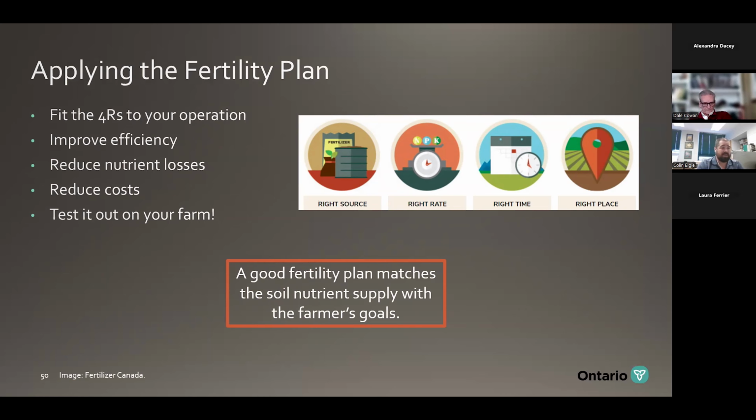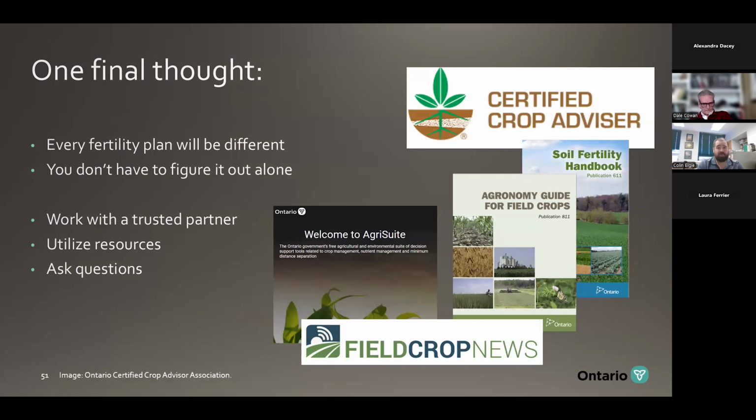And I like to say a good fertility plan matches what's in the soil, that soil nutrient supply, with the individual goals for the field. And one final thought: every fertility plan is going to be different. So what your neighbor does is not going to be what you do, but you don't have to figure it out alone. We've got lots of excellent agronomists and certified crop advisors that I encourage you to work with.